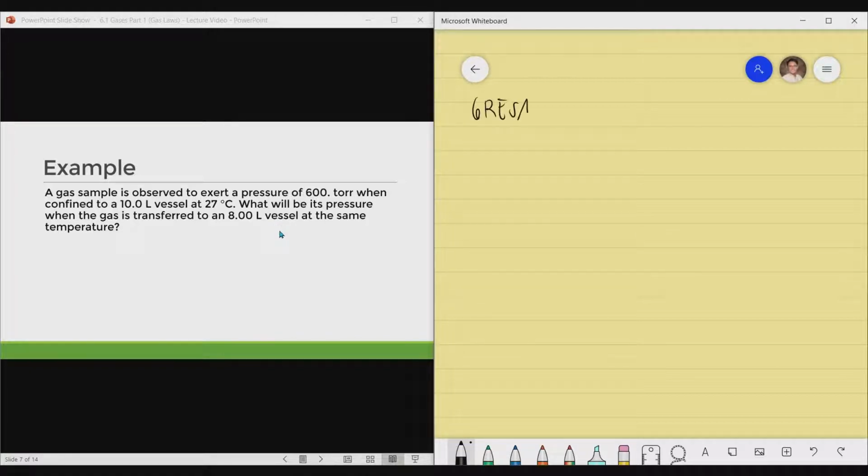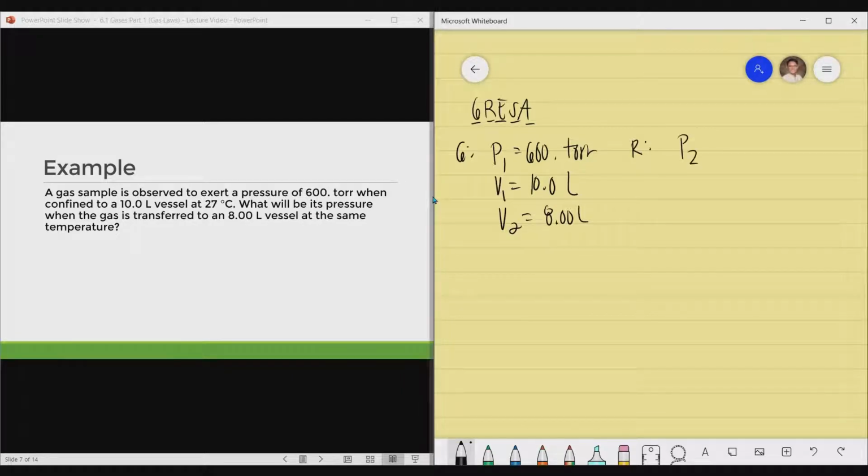The GRESA format simply means given, required, equation, solution, and answer. So let's start with given. The given are initial pressure, 600 torr, initial volume, 10.0 liters, and final volume, 8.00 liters. Our required is pressure, so that means final pressure.